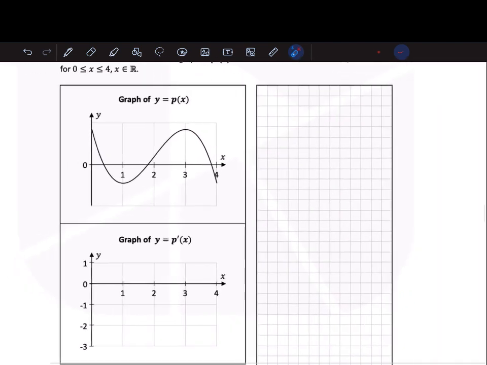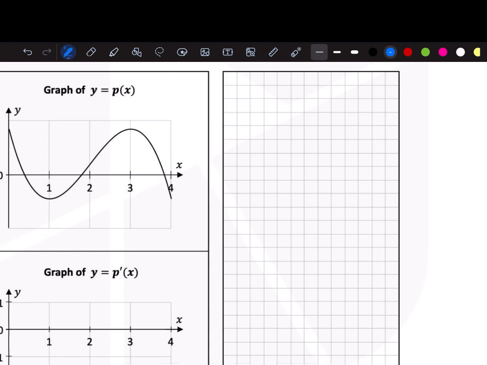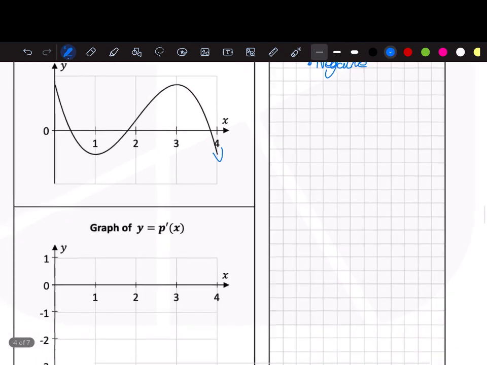So, we know that if we go from a cubic and we differentiate it, we have to get a quadratic. So first of all, we know it's going to be a quadratic. So we know that p prime of x is quadratic. We also know that because p is negative, because this is going down, we know that it's going to be a negative quadratic as well.